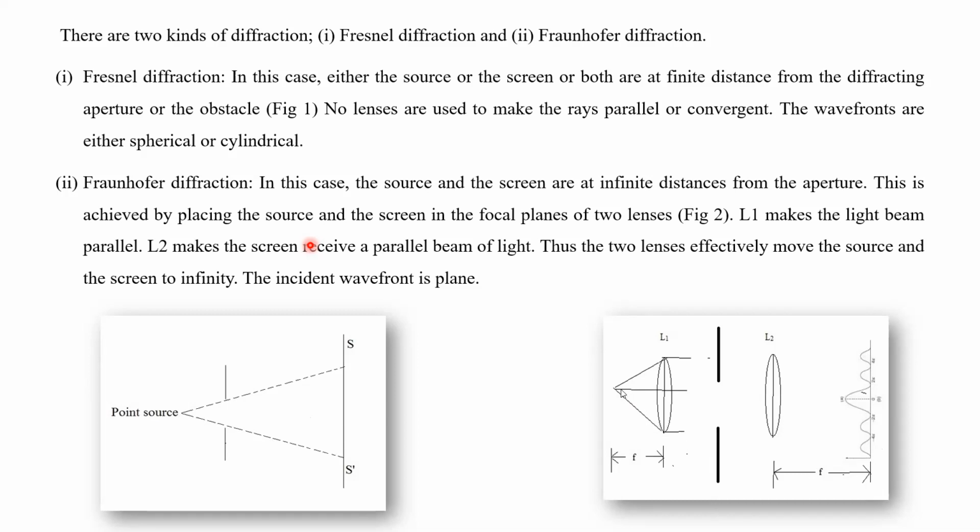But here lenses are needed to make the beam convergent or divergent. If you want to make a beam parallel or convergent, we need extra lenses L1 and L2 to receive the parallel beam of light. Thus the two lenses effectively move the source and screen to infinity. If the source, obstacle, and screen are at infinite distances, they make a particular fringe pattern. The incident wavefront is a plane wavefront, and so is the resultant beam.